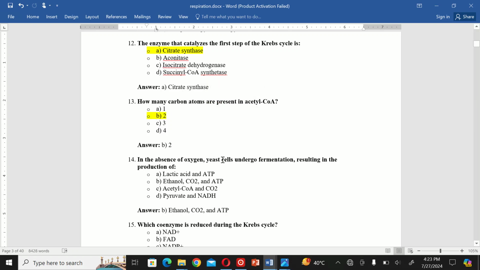In the absence of oxygen, yeast cells undergo fermentation resulting in the production of A. Lactic acid and ATP, B. Ethanol, CO2 and ATP, C. Acetyl coenzyme A and CO2, D. Pyruvate and NADH. So the correct option is A and B.